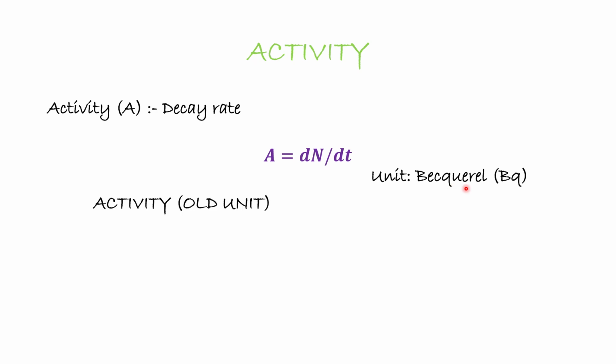Another unit of activity is Curie. This is the older unit of activity. So 1 Curie is equal to 3.7 times 10 to the power 10 Becquerels. Curie is also a bigger unit, so mostly we use Curie in radiation physics.